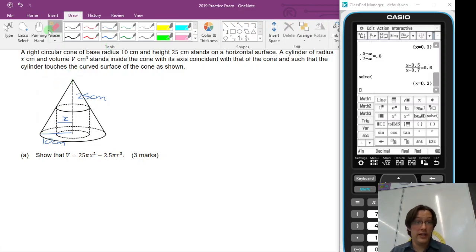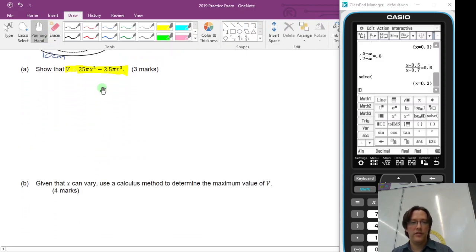And fortunately, you do not have to solve this to go on to the next bit. So just to show that we don't have to solve this, let's assume we know this. Let's go to the next question. Volume is 25 pi x squared, take 2.5 pi x to the power of 3. Given that x can vary, what's the maximum value of V? So we want to differentiate that.